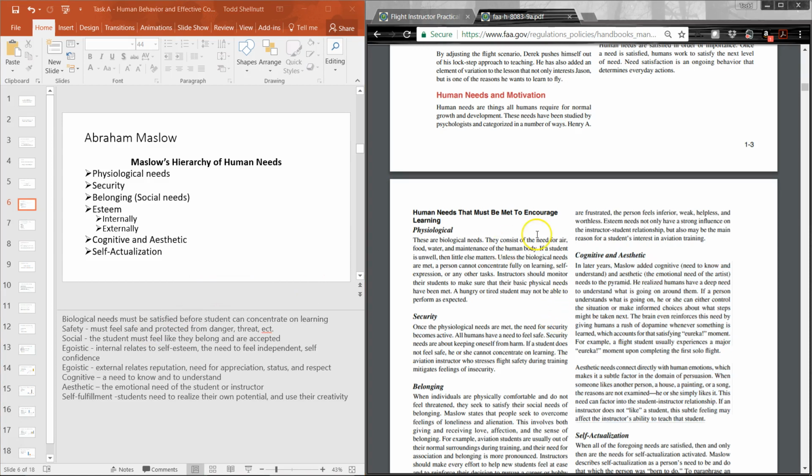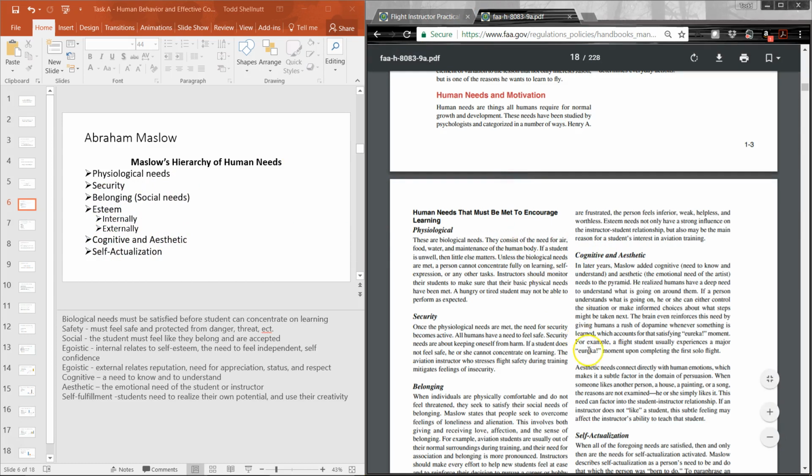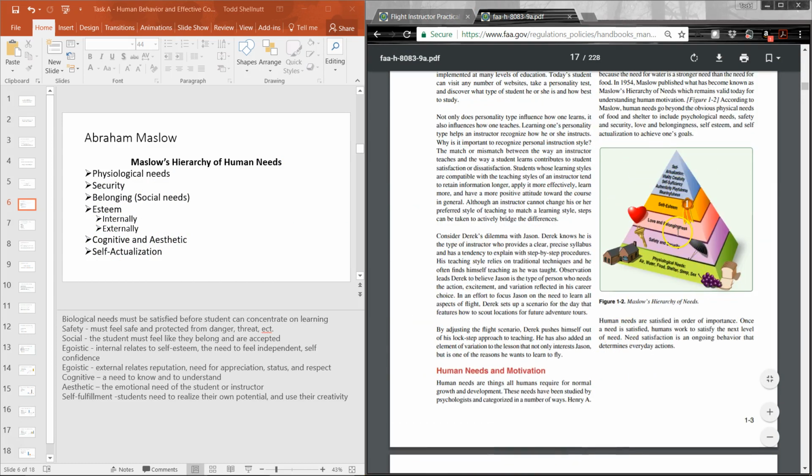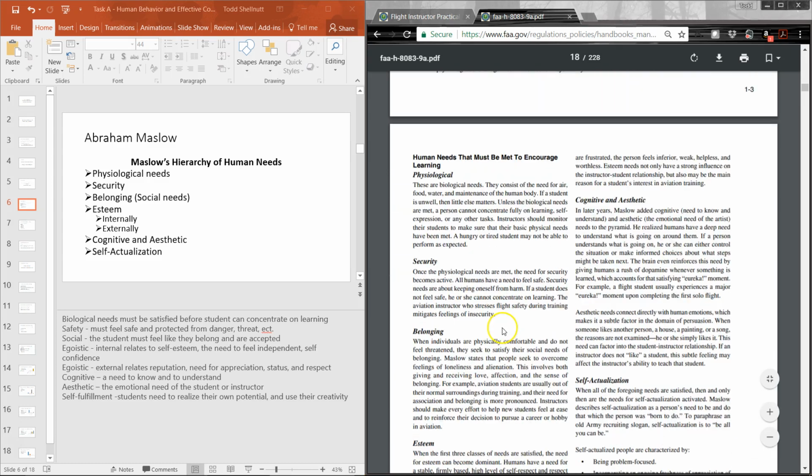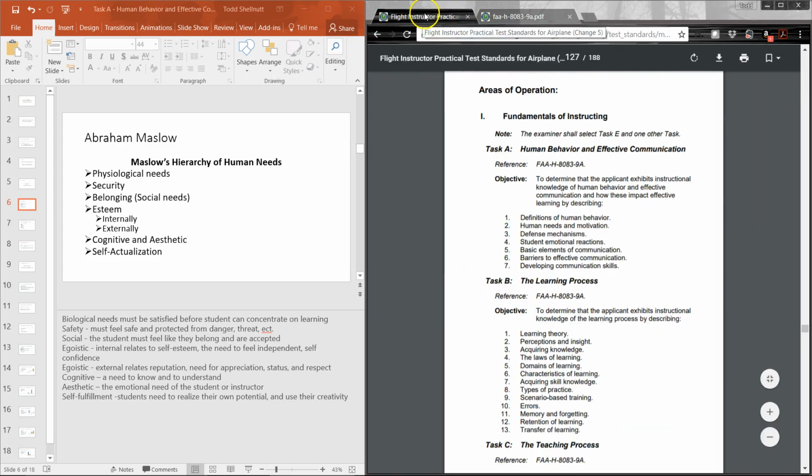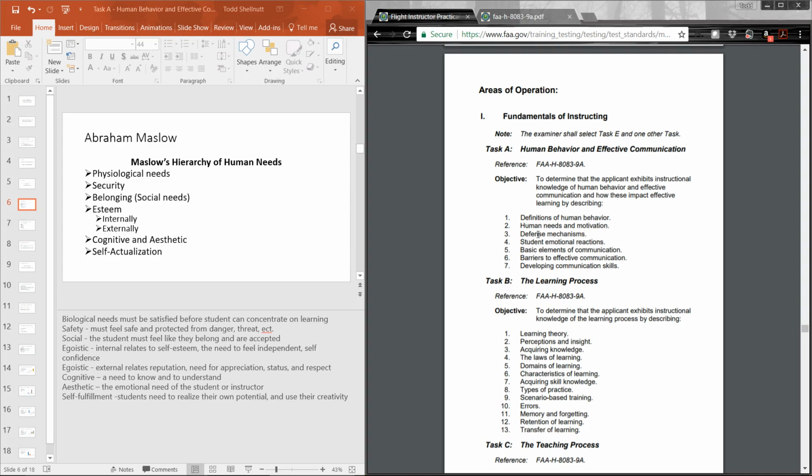All right, so I've got that here, the cognitive and aesthetic, and I would throw that in their list. Even like I said, it doesn't appear in the pyramid here, which is kind of weird, but that's just the way it is. So now we've talked about human needs and motivation, and now we have to go into defense mechanisms. So now we have to think about a tie-in that would go from human needs and motivation into defense mechanisms. And let's talk about one of those tie-ins.